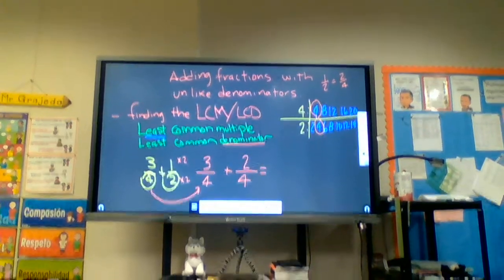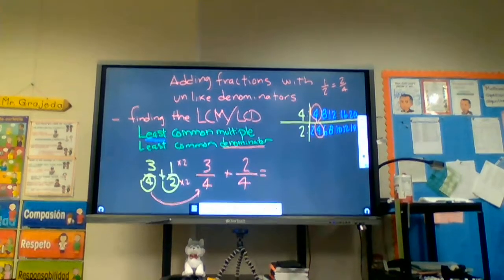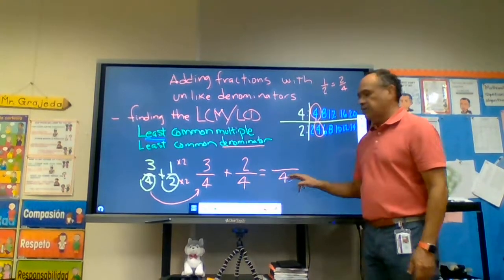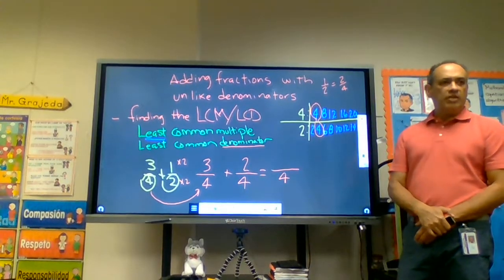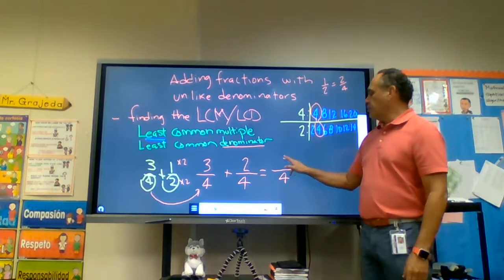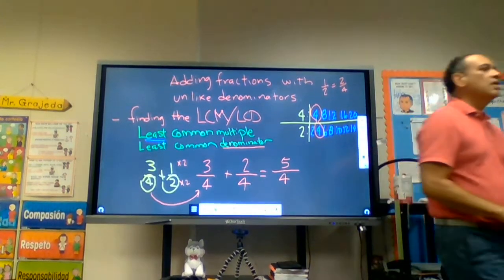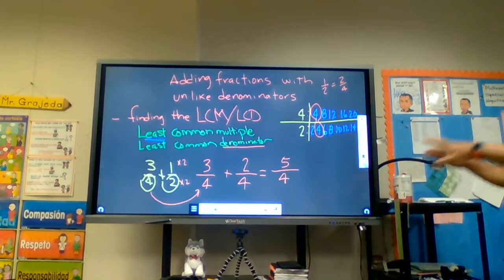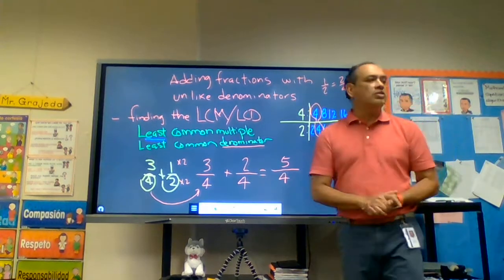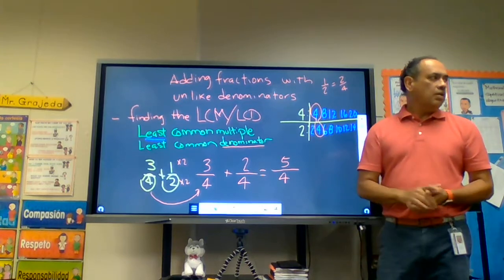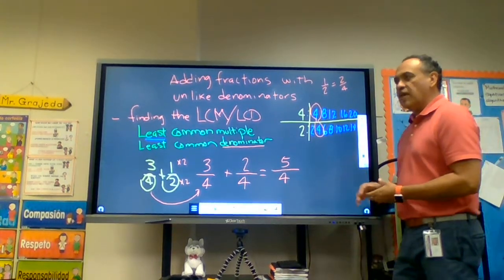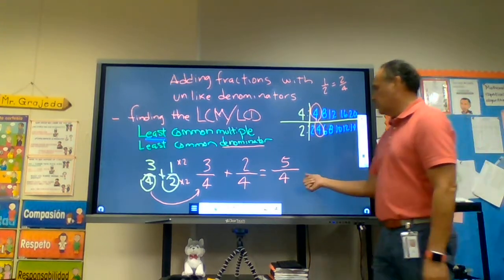Can we add them now? Yes. Because our new denominator, guess what? We just copy it. And how much is 3 plus 2? 5. So the answer is 5/4. Now, it looks like a long process, but we're going to review it several times before we get started with doing the addition.